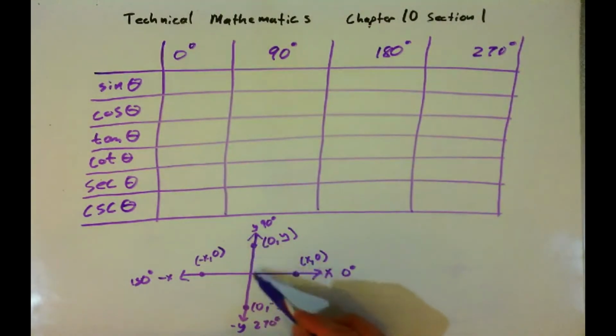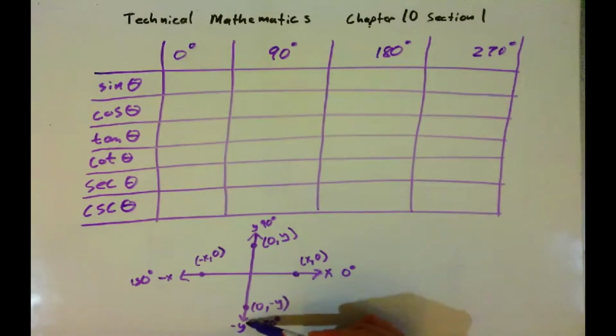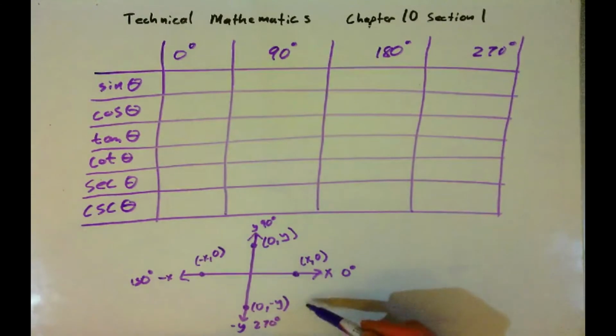And if the terminal side for a 90 degree angle falls on the positive y-axis, the x value is 0 and the y value is some positive number. At 180 degrees, if the terminal side is 180 degrees, the x value will be negative, whereas the y value will be 0. And if the angle is 270 degrees, the x value will be 0, but the y value will be some negative number.